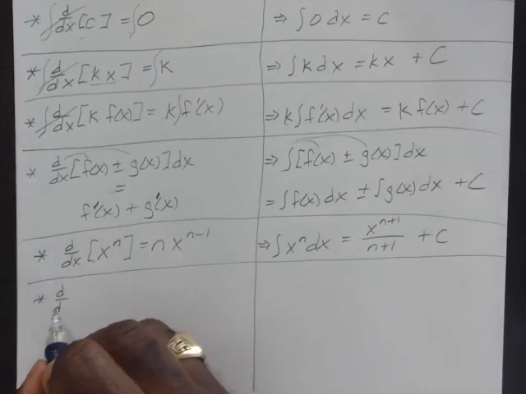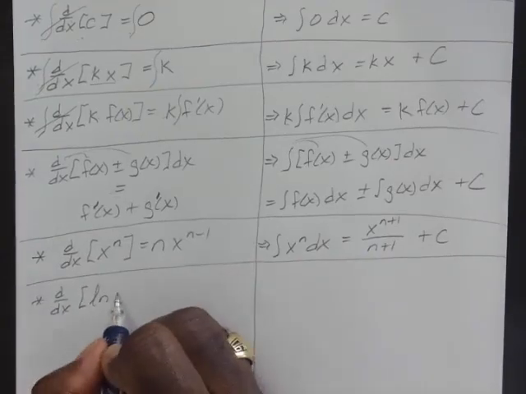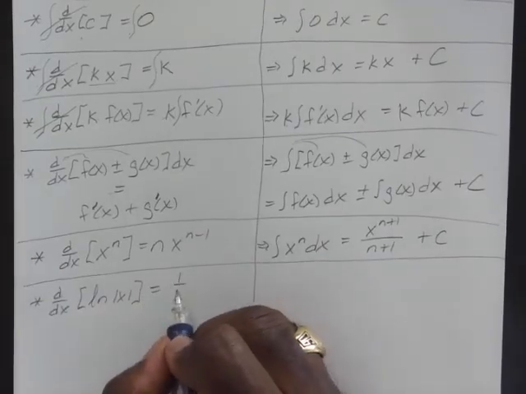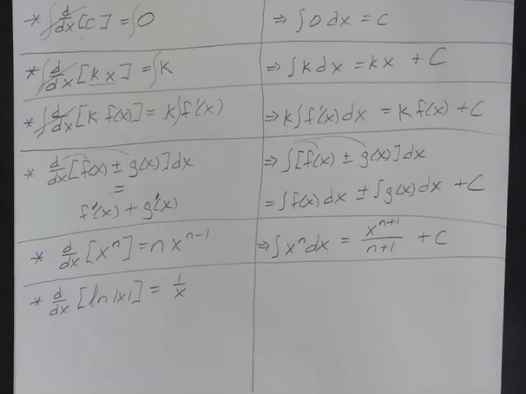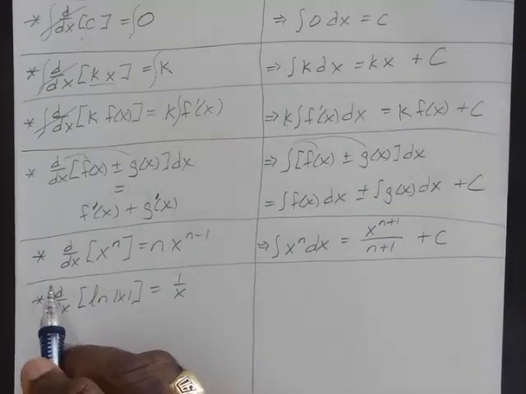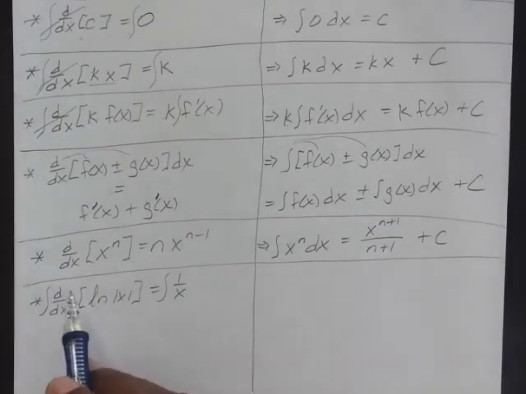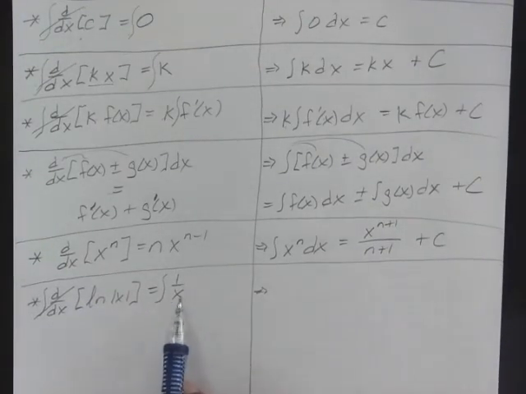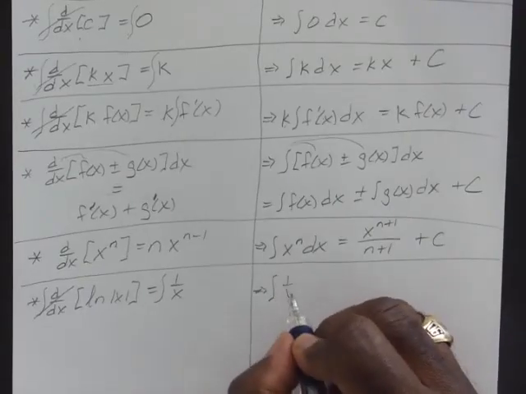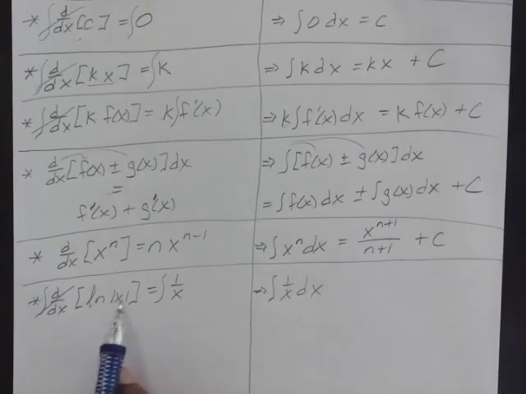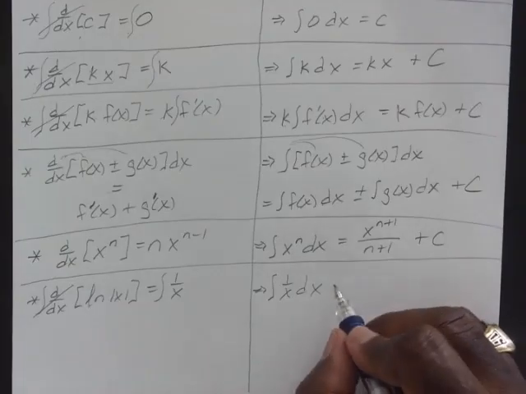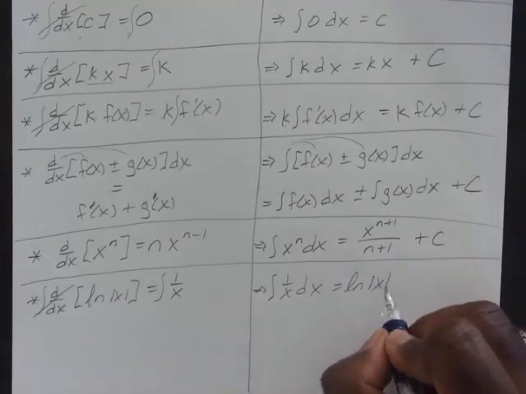Okay. We also know that the derivative of the natural log of x is equal to 1 over x. So if we take the antiderivative of both sides, those two cancel each other out. So that gives us the integral of 1 over x with respect to x is equal to the natural log of x plus c.